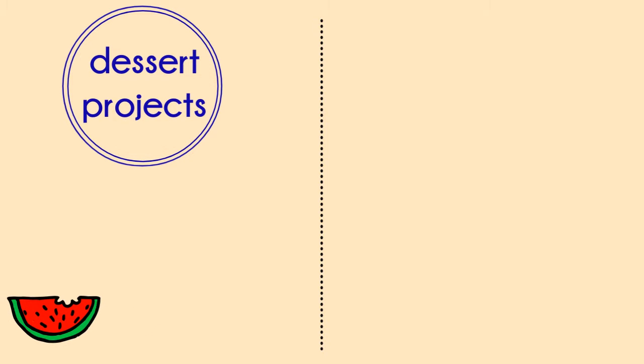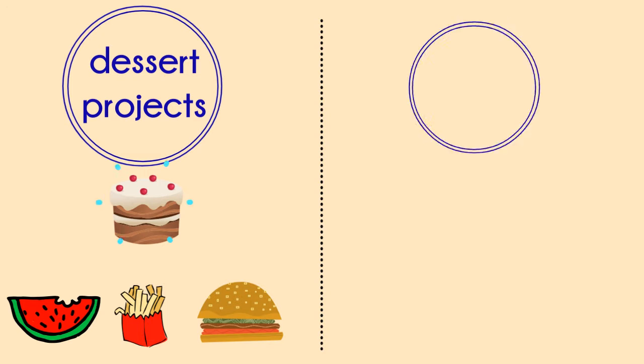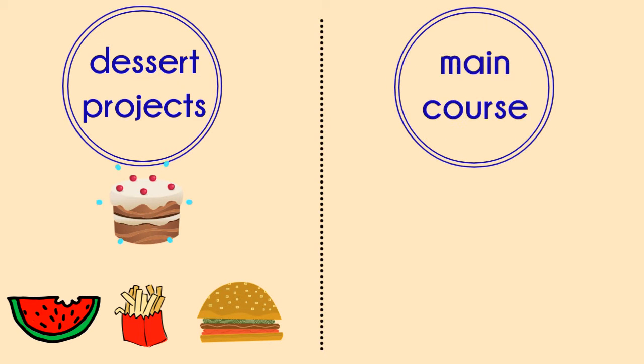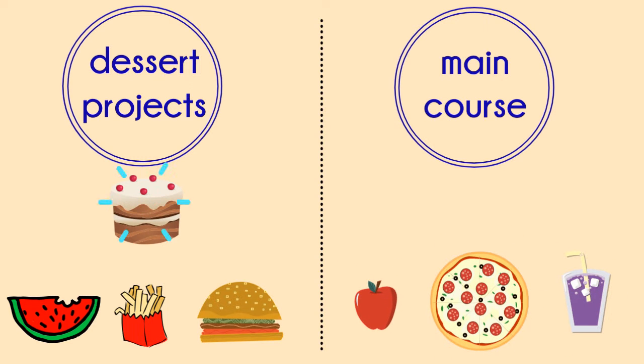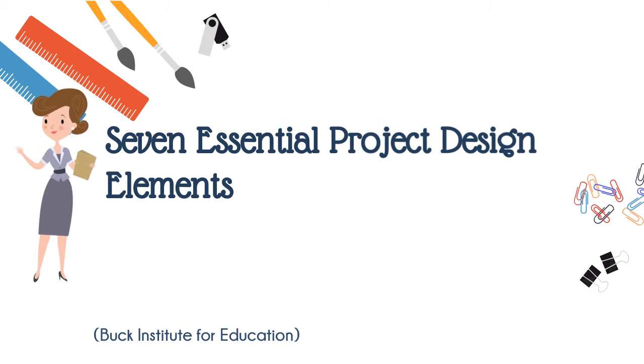Sometimes the traditional projects that we do after a unit are referred to as a dessert project, something to enjoy after you learn the material. Whereas with project-based learning, the project is considered the main course. The entire thing is the learning experience, the project. The Buck Institute for Education has identified 7 essential project design elements, a sort of checklist to see if your project qualifies as project-based learning.